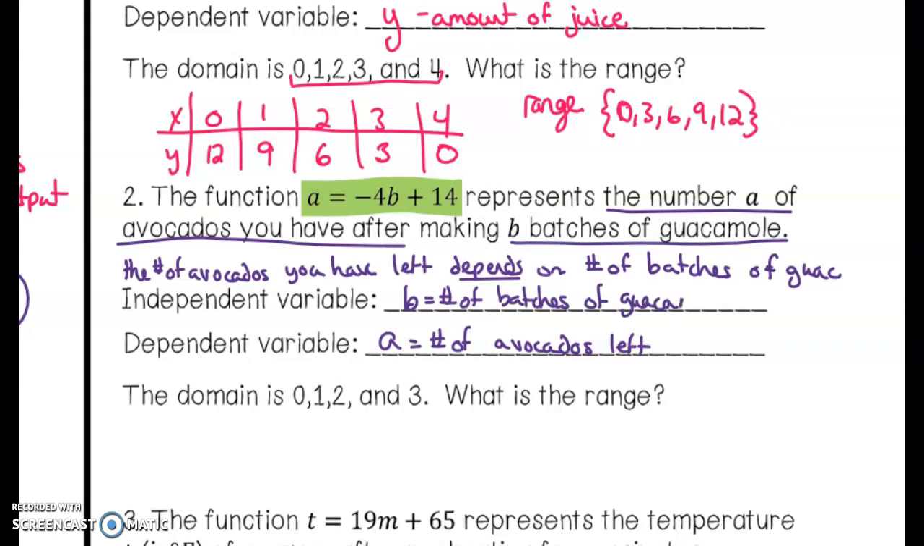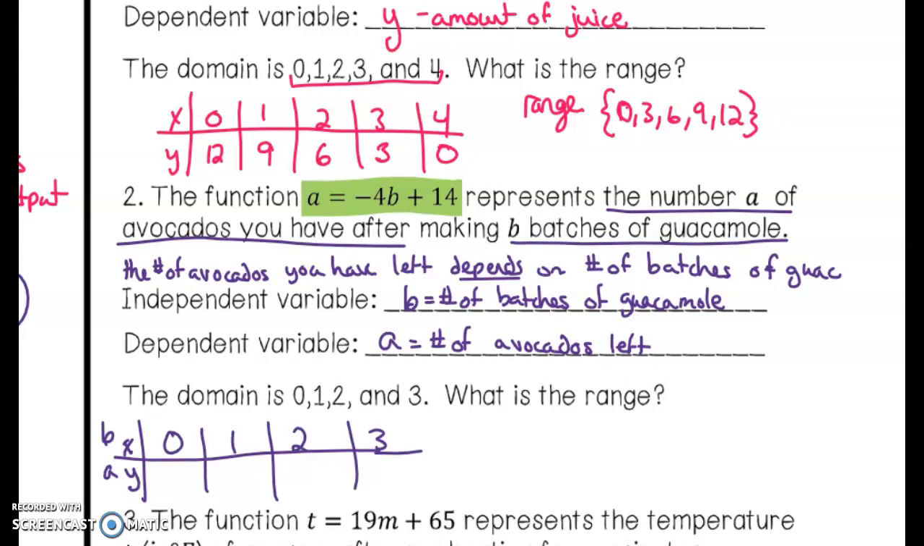So if you make more guacamole, you use up more avocados. If you make less guacamole, then you use up less avocados, which means you have more left on your counter. So the domain is 0, 1, 2, and 3. So then you can think of this like an XY table, but I guess our variables are really B and A. But whatever, it's okay. So we have 0, 1, 2, and 3.